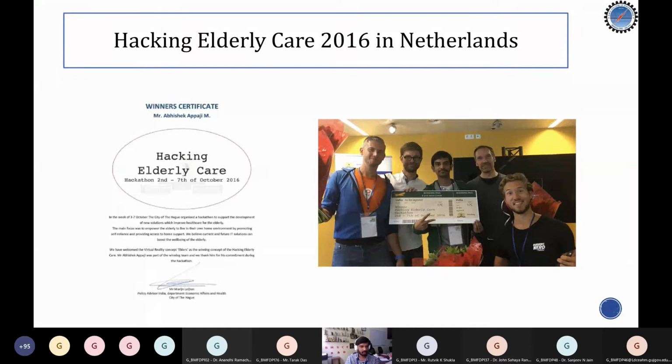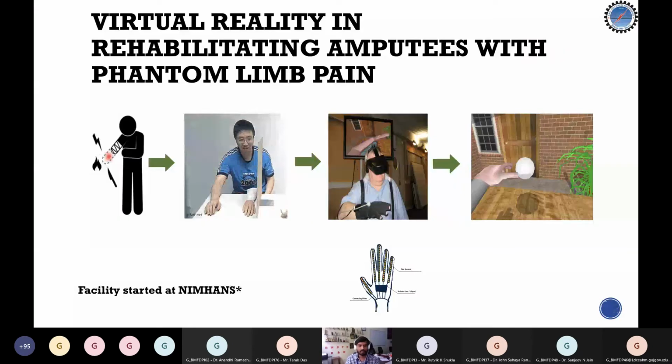At that time, on one of the trips I had gone for hacking elderly care. So we worked on one of the facilities on virtual reality, you know, Unity and such software, which is something very prominent nowadays for gaming as well as in healthcare. One of the applications which we did was for rehabilitation of amputees with phantom limb pain.